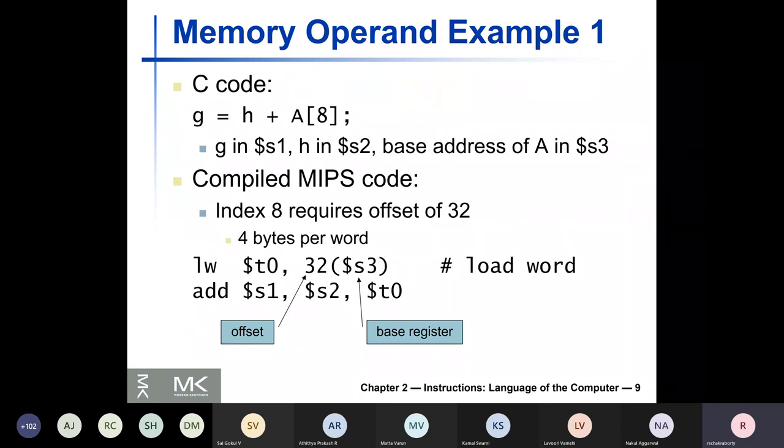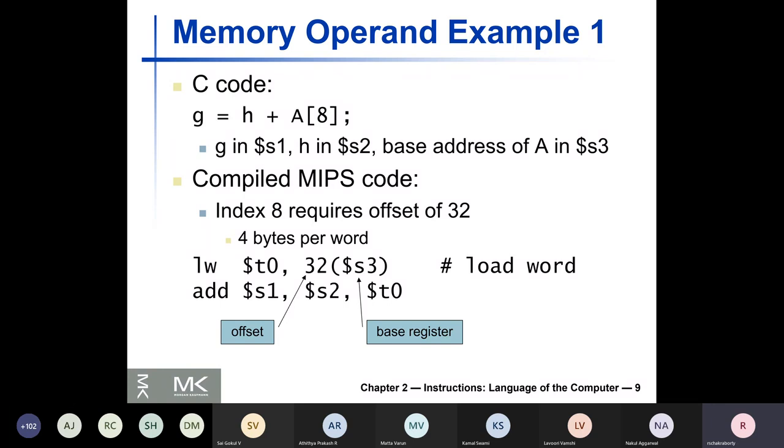Suppose it is in register S3. How did I get the base address in register S3? Well, somebody stored it in S3 somehow. Maybe the assembler, maybe you stored it manually. Suppose you stored it in register S3, and G has been linked with register S1, and H has been linked with register S2. With this, now you have to predict what will be the compiled MIPS code.